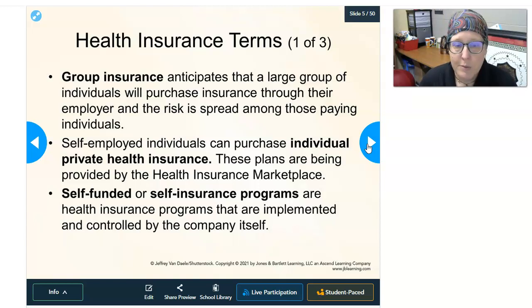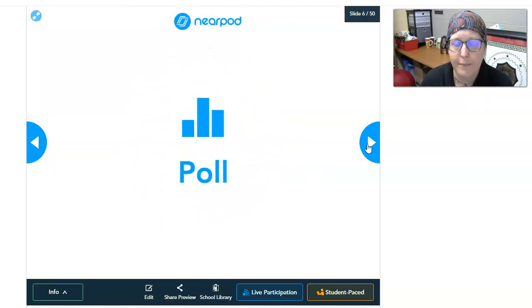Self-funded or self-insurance programs are health insurance programs that are implemented and controlled by the company itself. So in a way, a state's health insurance is self-funded because, again, we all as employees pay into it, and a state pays into it, and all of those premiums that are collected go into a big pot, and everything's paid out of that, and we get to set our own rules. But actually, we hire a company to manage it, like Blue Cross Blue Shield or Cigna, to process the claims and do all that.